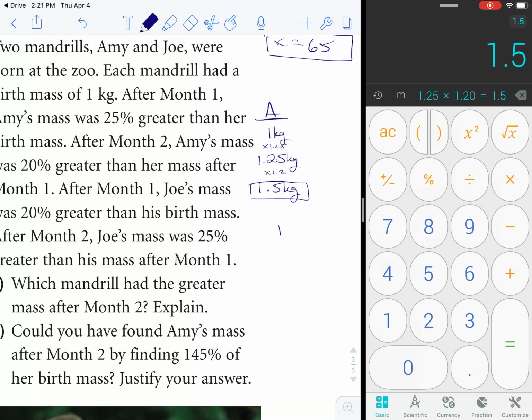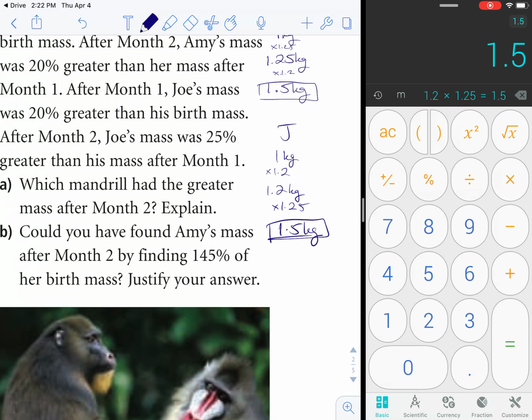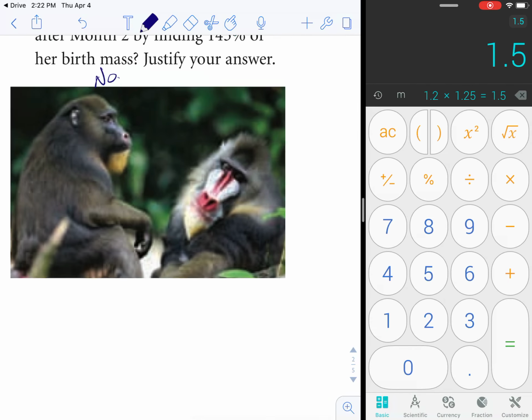Okay, and then let's do Joe. So he starts at 1 kilogram. After 1 month, he adds 20%. So times this by 1.2, so it'll be 1.2 kilograms. And then he adds 25%, so multiply this number, 1.2, by 125%, and they both end up at 1.5 kilograms. Could you find Amy's mass after month 2 by finding 145% of her birth mass? No, because that would multiply it by the original instead of compounding, which is multiplying on top of multiplication.